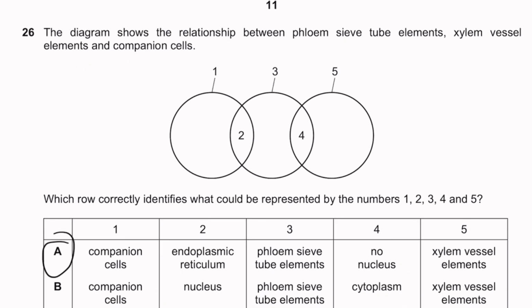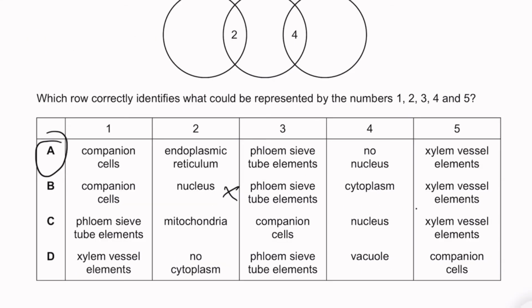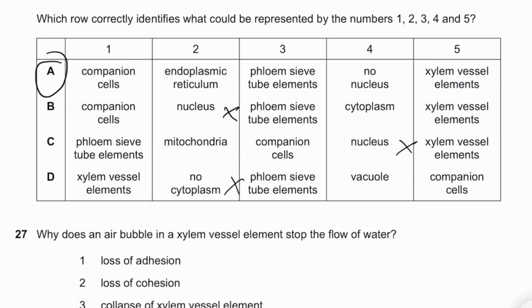Companion cells, nucleus, there is no nucleus in the phloem sieve tube elements. Phloem sieve tube element, mitochondria, companion cell, nucleus, there's nothing in the xylem vessel element except for a cell wall. The xylem vessel element, no cytoplasm. Actually, there is cytoplasm in the phloem sieve tube elements.